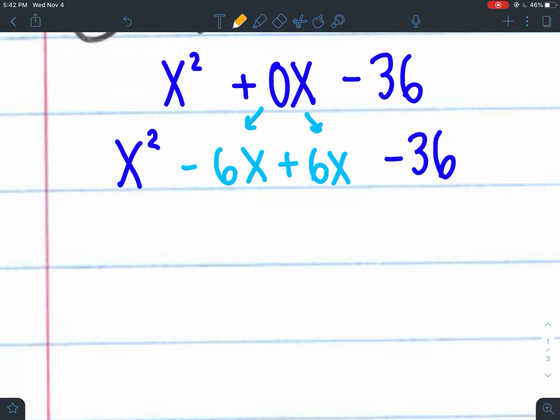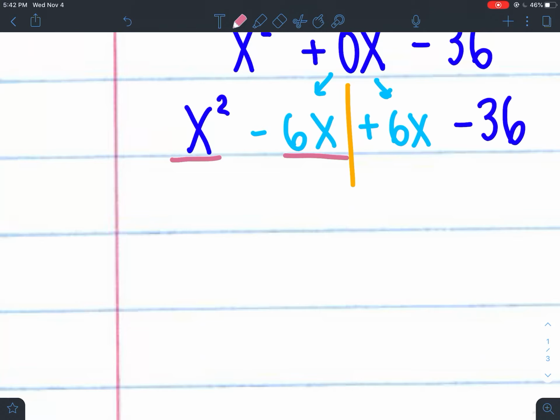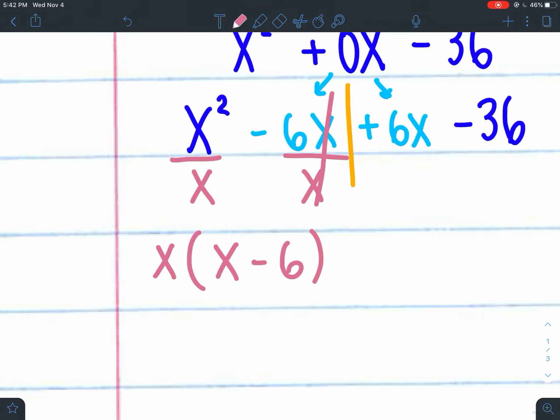Now how many terms do we have? We have 4 terms, which means I can factor by grouping. So you split your terms into 2 groups. And I'm going to go pretty quickly through this section because this is review. So our greatest common factor is going to be 1x. We have x on the outside of the parentheses because that's where GCF goes. We have 1x left over, minus 6 because these x's cancel.